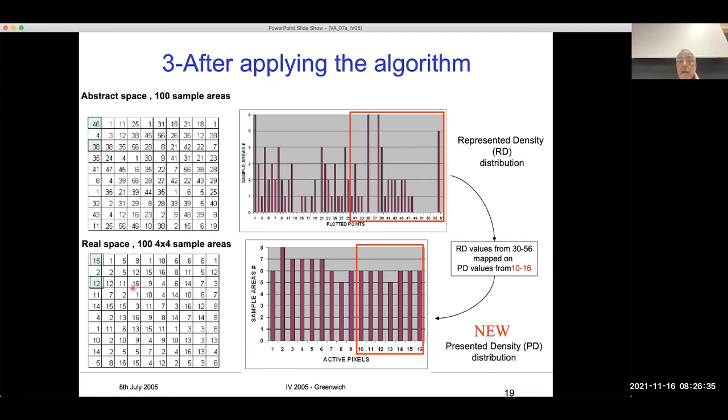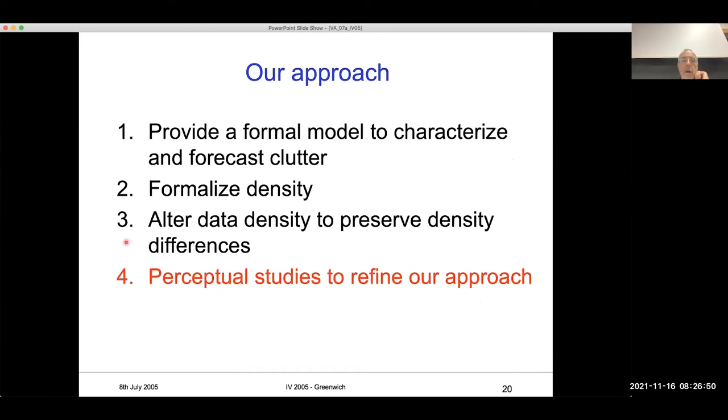And of course, you can move to a different situation in which we have larger sample areas. But this is based only on numbers. A user perceives density according to Weber's law. You have the notion of just noticeable differences. And so we did some perceptual studies to refine our approach.